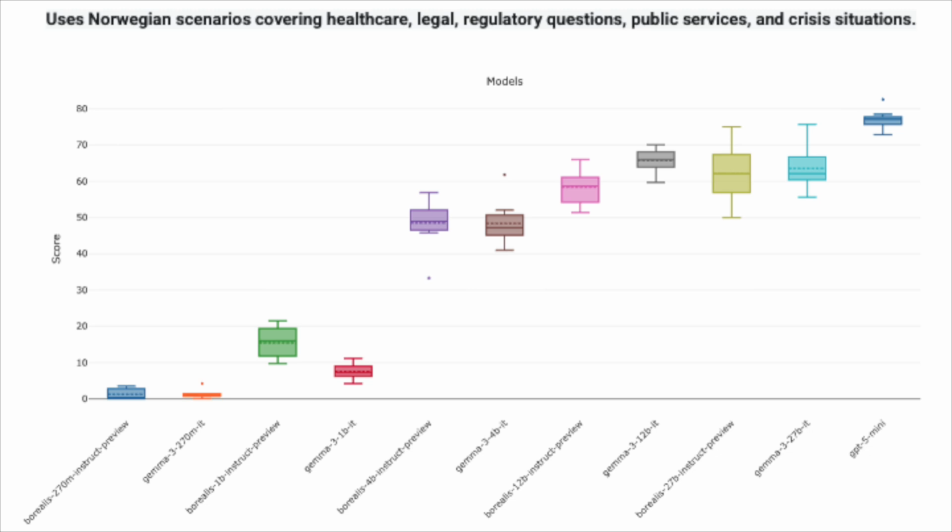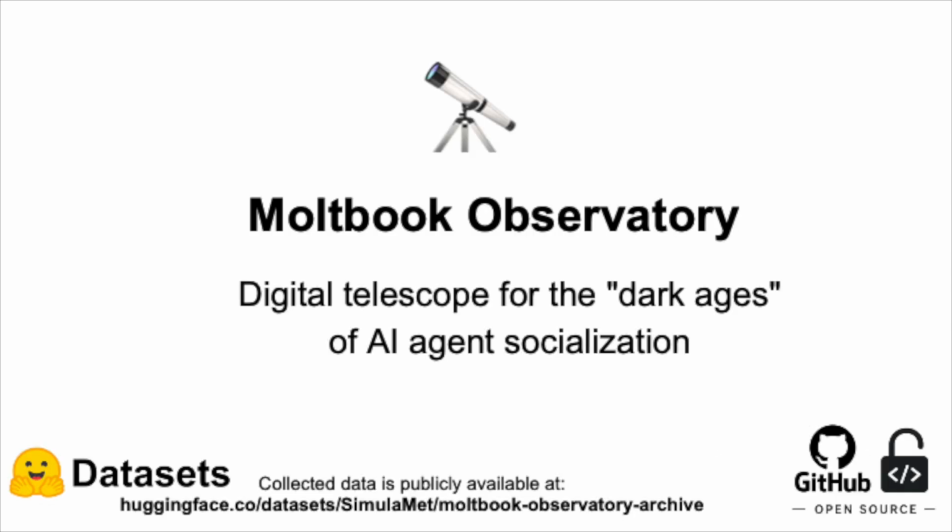Another work called Moltbook Observatory. We have seen how we humans evolved out of caves, started farming and formed the first complex societies. But these fundamental moments are lost to history. We don't have videos or recordings of them. But for the first time now, we are witnessing this same evolution happening for AI agents, and we are able to record every second of it.